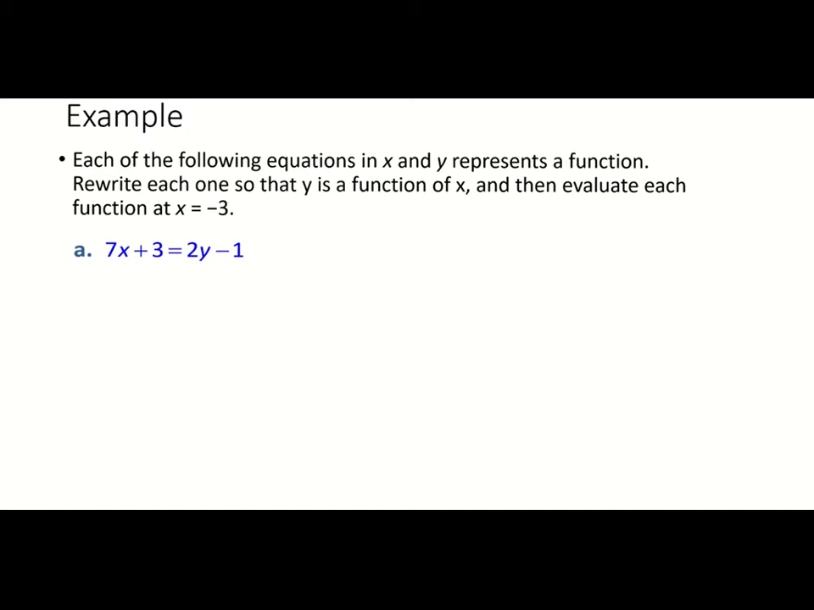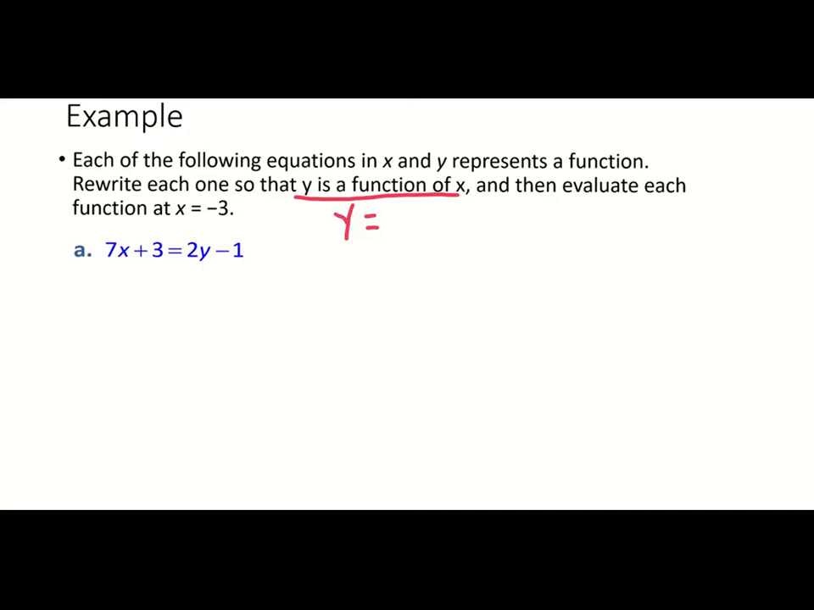All right, so here they are giving us an equation with x and y variables. They're telling us it represents a function, so they're telling us it passes the vertical line test. And they want us to rewrite each one so that y is a function of x. When they say y is a function of x, what they mean is they want it to be y equals, and then evaluate that function at -3. So the first thing you have to do is solve this equation for y equals.